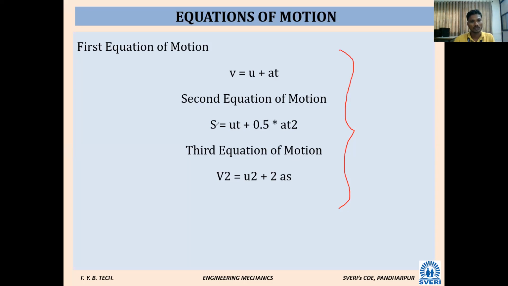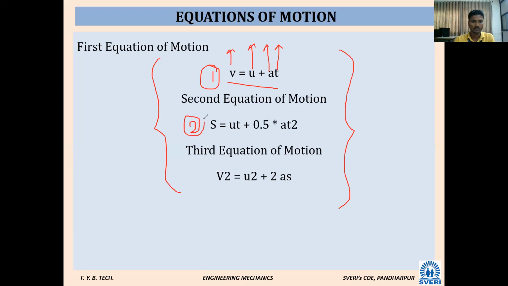How many equations of motion are there? Three. Which are they? The first equation of motion: what is that equation? V is equal to U plus AT. What is V? Final velocity. What is U? Initial velocity. A is acceleration and T is time. Very good, so all the terms you know.